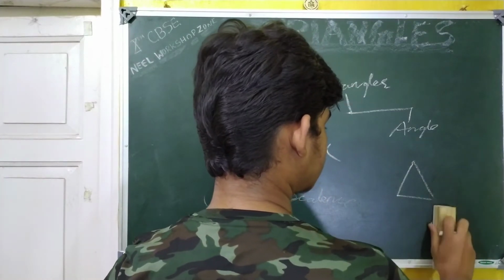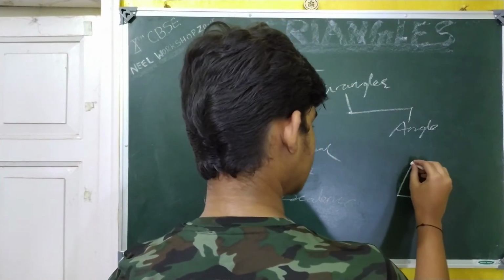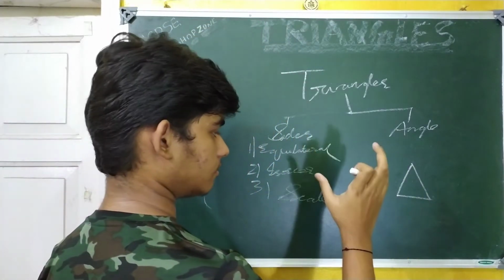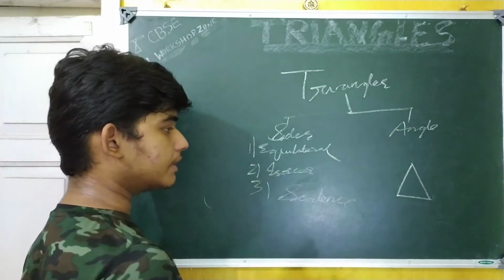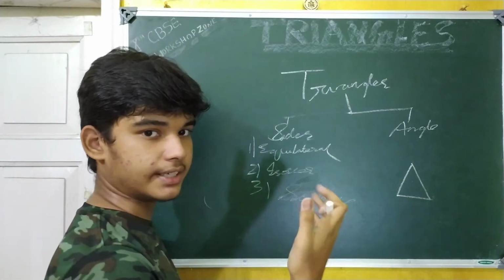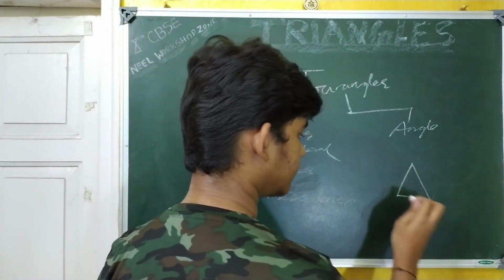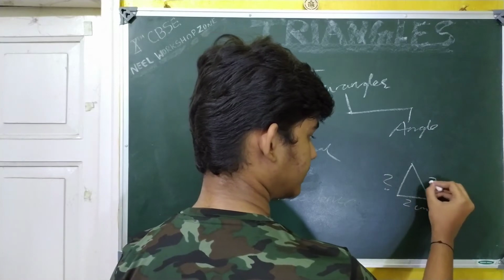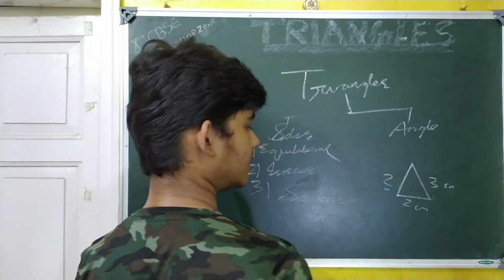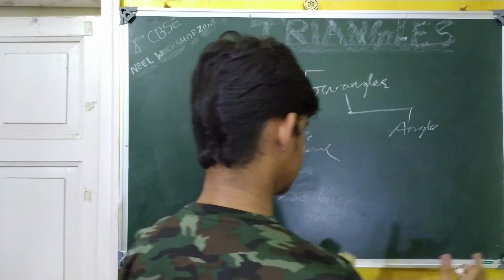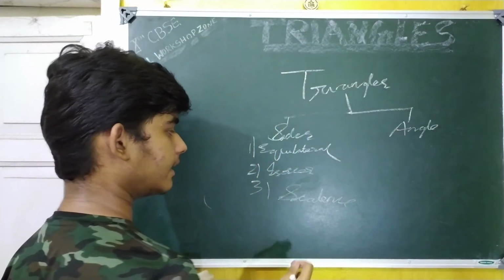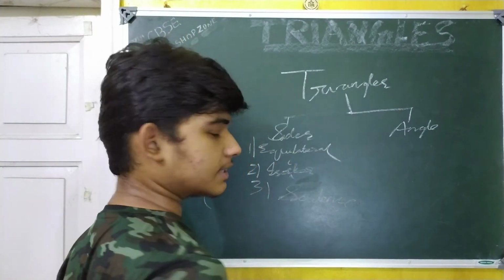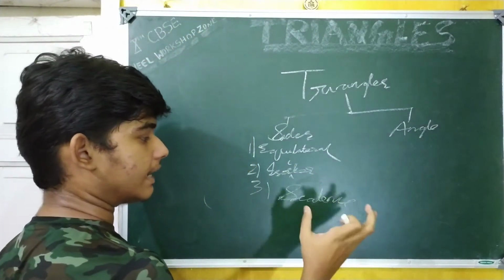Now let's talk about an isosceles triangle. An isosceles triangle is one where two sides of the triangle are equal. Instead of equilateral where all three sides are equal, in this only two sides are. For example, imagine this is 2 centimeters and this is 2 centimeters, and this one will be like 3 centimeters or 5 centimeters, or something along those lines. So an isosceles triangle is a triangle where two sides are equal.